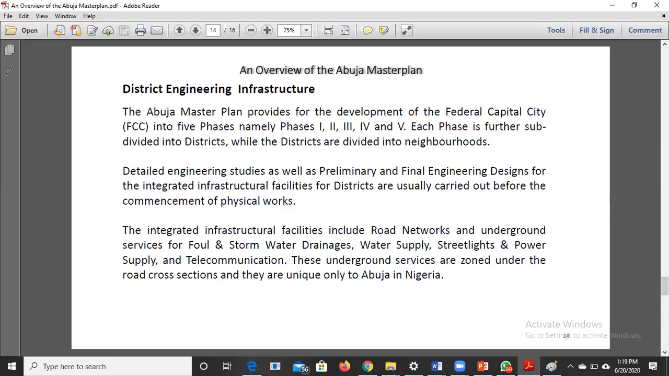So as I'm saying, under each of these roads, that is from important local streets to local streets to minor access roads, you now have what we call service zones. At the base of the service zones, you now have the waste, foul water.